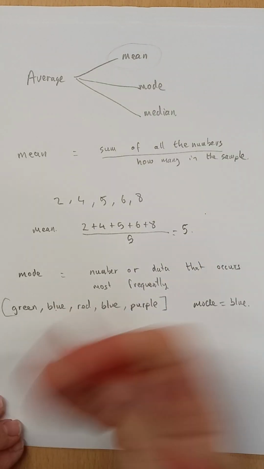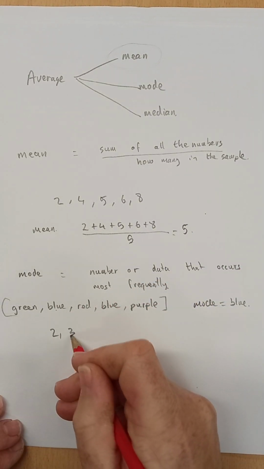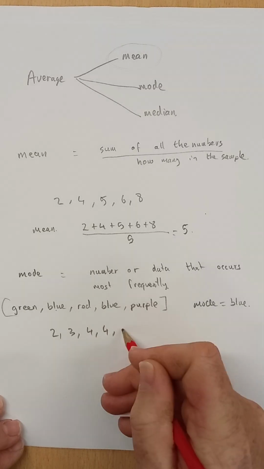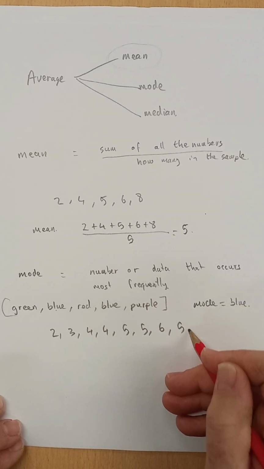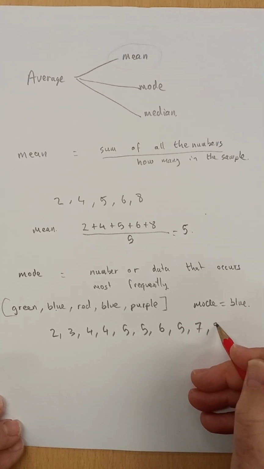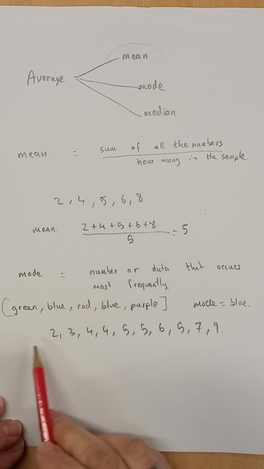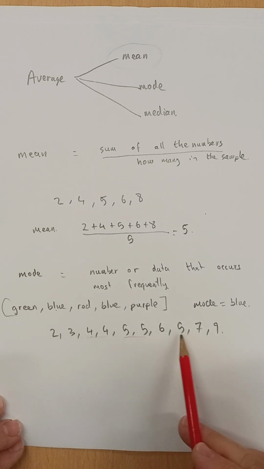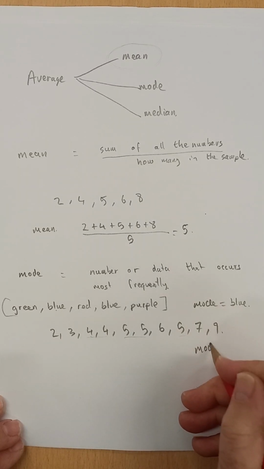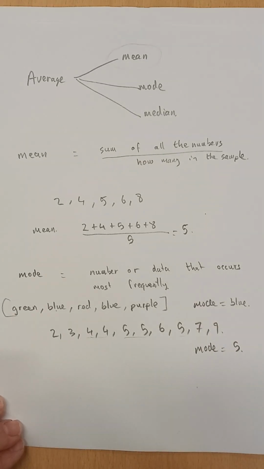If it was numbers, let's pick some numbers. 2, 3, 4, 4, 5, 5, 6, 5, 7, 9. So in this case, if I look through that list, 4 appears twice, 5 appears 3 times. So the mode here would be 5.